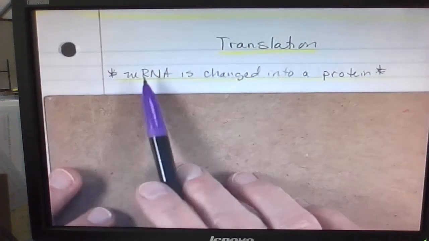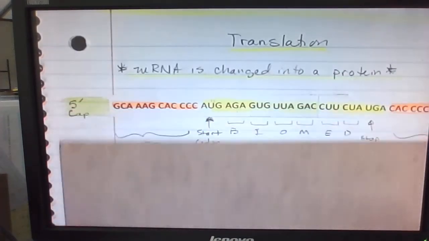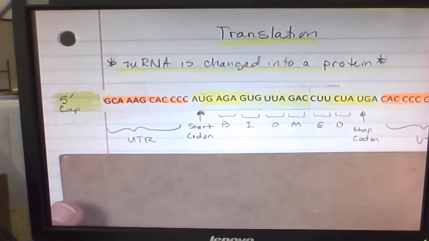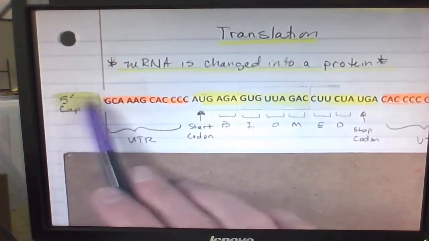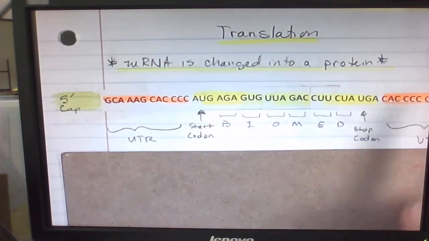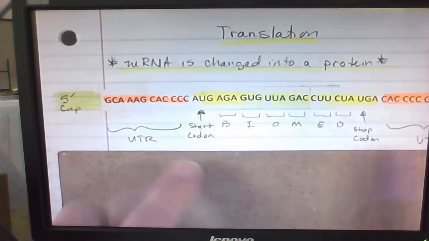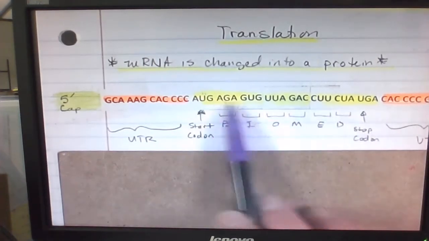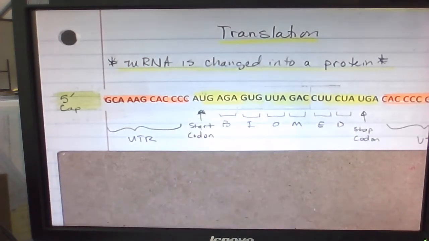Translation, the messenger RNA is now changed into a protein. So here is my messenger RNA, and I made it a little bit smaller so that I could fit it all on here so I could see. Here's my 5' cap, I just colored it on there, 3' poly A tail, just colored it on there, but then I have the rest of this here. Untranslated region, so that's not important. Untranslated region, so that's not important. So what do I have right here? The exons are what's important. AUG is my first codon.